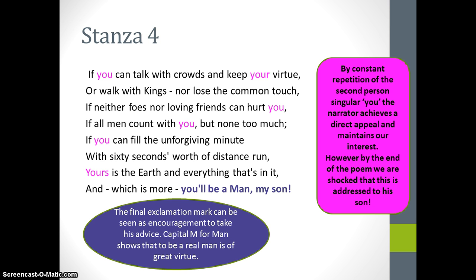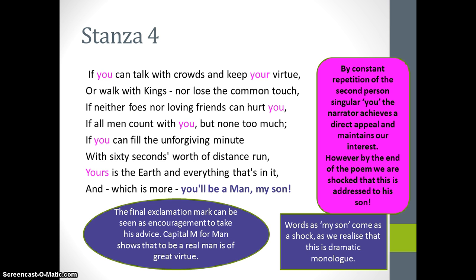We also have a capital M for Man, which shows that for Kipling to be a real man is of great virtue. Also, the words "my son" come as a shock as we finally realise that this is a dramatic monologue. As I've said before, throughout this whole poem, we think that this poem relates to every single person, and that this poem relates to so many things. However, we can see that the inspiration came because Kipling actually wrote this poem for his son. For those of you who do not know, dramatic monologue is where a person speaks directly to another, for example, like a character in a play.